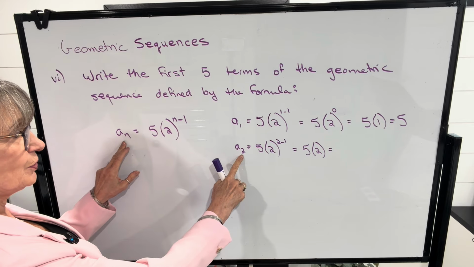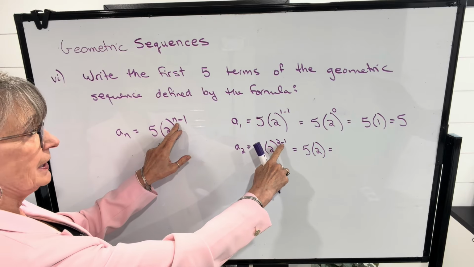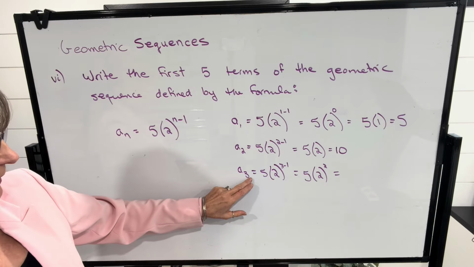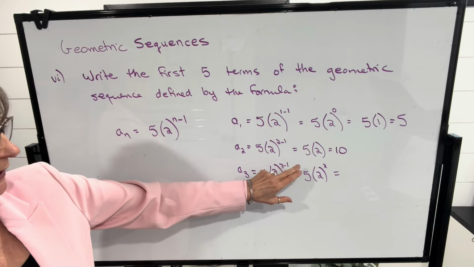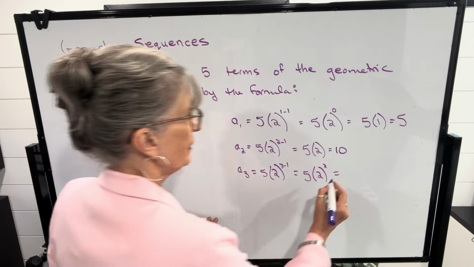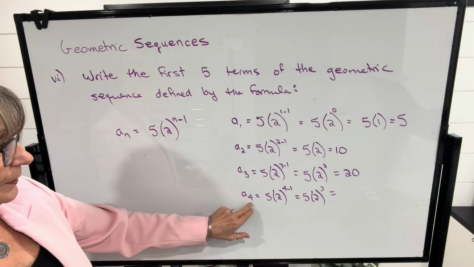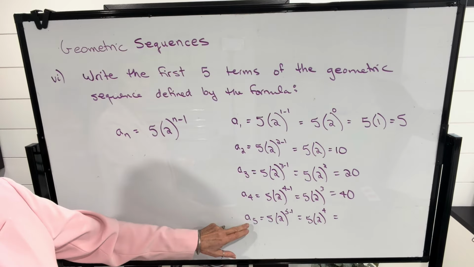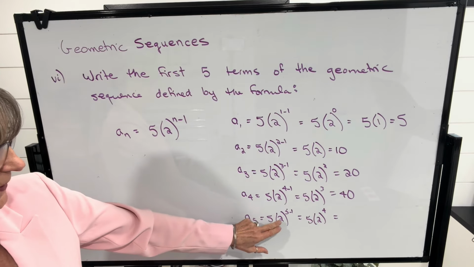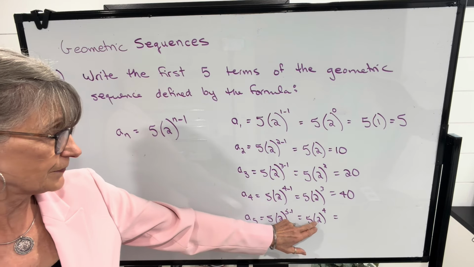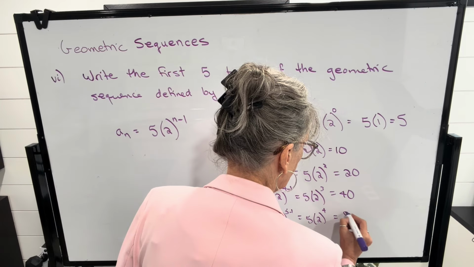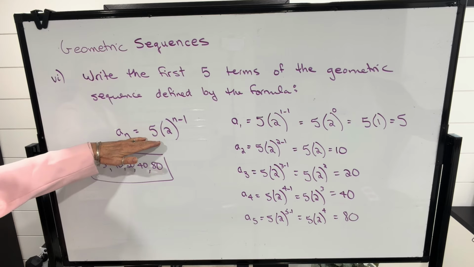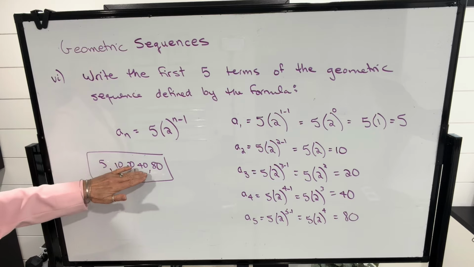When we're finding a sub 2, we put a 2 in for n, and we'll get 5 times 2 to the power of 1, which is 10. When n is 3, we'll have 5 times 2 to the 3 minus 1, which is 5 times 2 squared, which would be 20. a4, put a 4 in for n, and we will get 40. And the last term, a5, will be 5 times 2 to the 5 minus 1, or 5 times 2 to the 4th power, which is 80. So the first 5 terms of the geometric sequence defined by this formula would be 5, 10, 20, 40, 80.